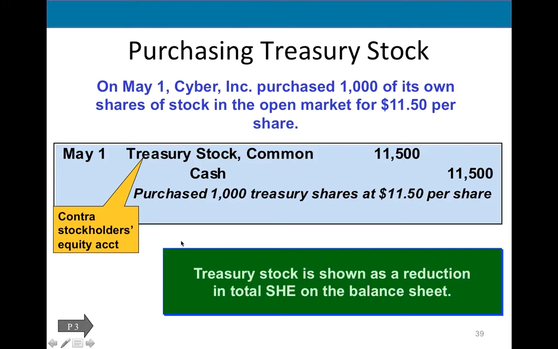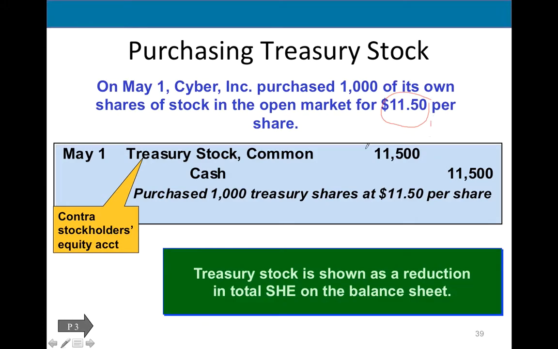So we need to know journal transactions. Right here, we make a purchase of our own stock. We buy 1,000 shares of stock in the open market. This is the market price. Now, this becomes our cost. $11.50 per share. This is our cost. We have to remember this.